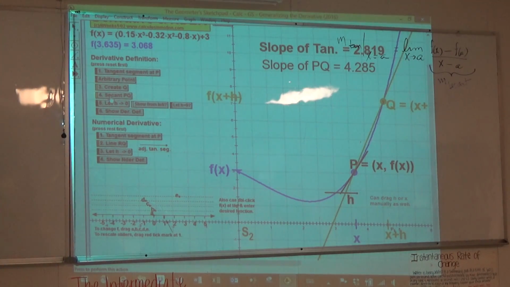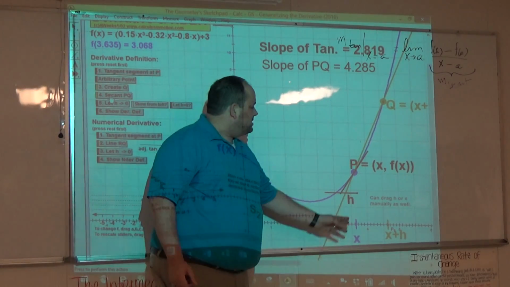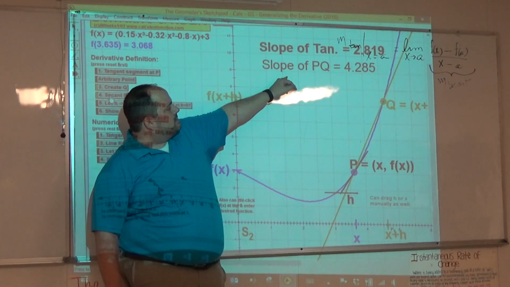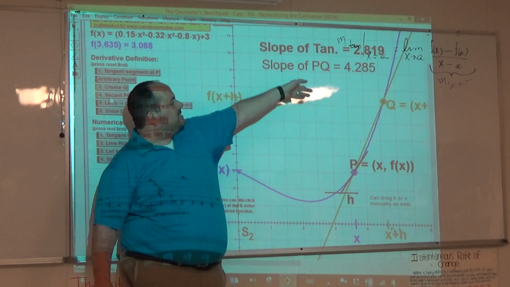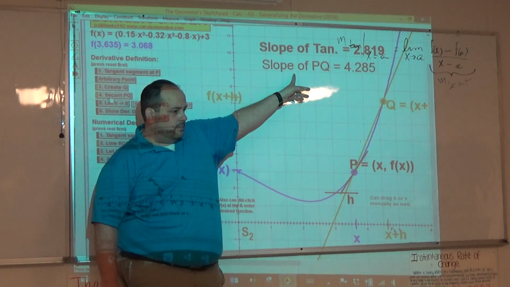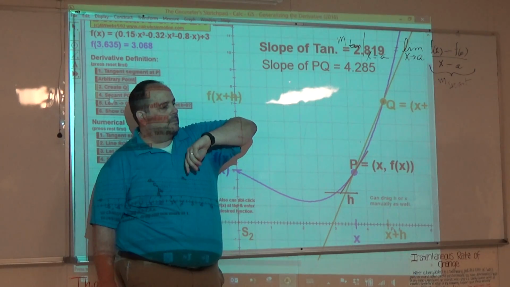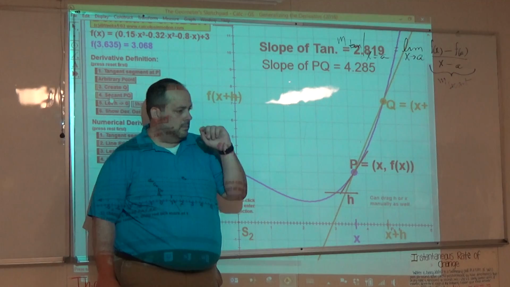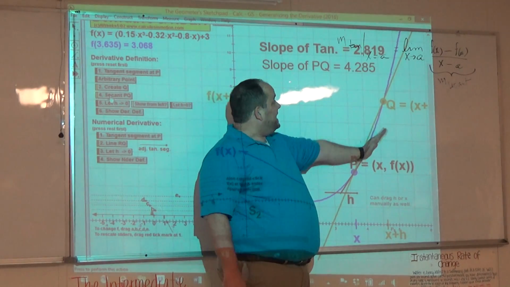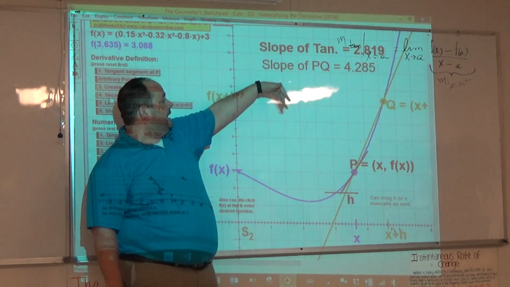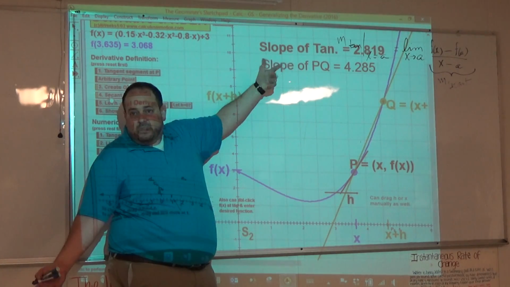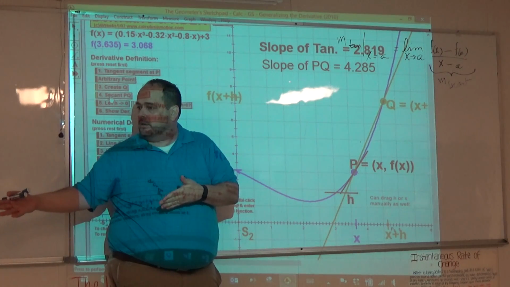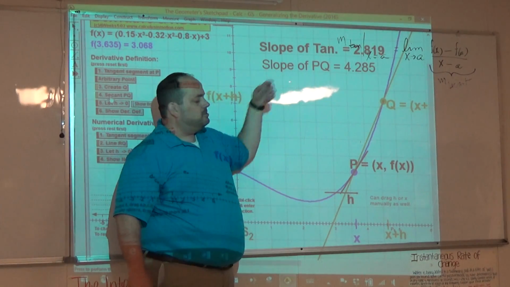Okay, secant PQ now creates a secant line connecting points P and Q. Now, thanks to the magic of Geometer's Sketchpad, I can see that the slope is 4.285. Would anyone be satisfied and say, that's the slope of the tangent line? No. Why not? Because that's the slope of the secant line, not the slope of the tangent line. But in terms of an approximation, is it okay? It's okay. Could we make it better, Aaron? Yeah. How would you make this approximation better?